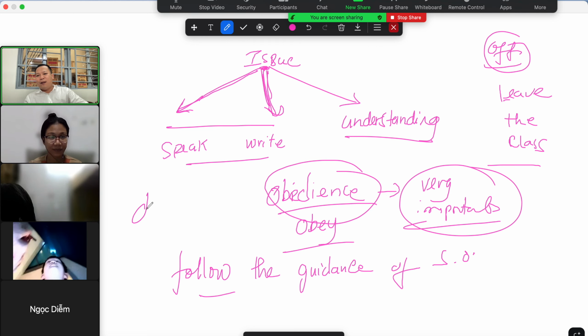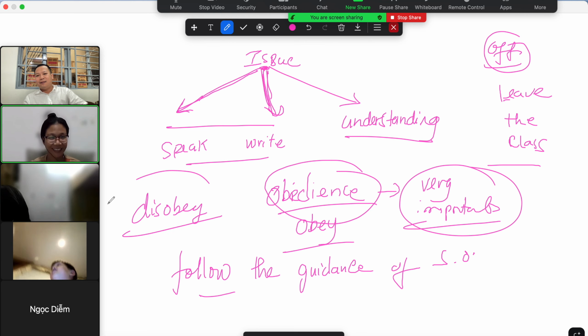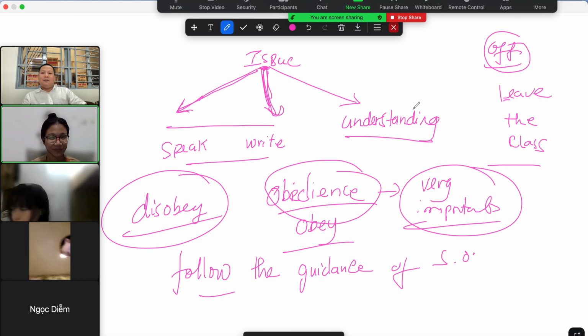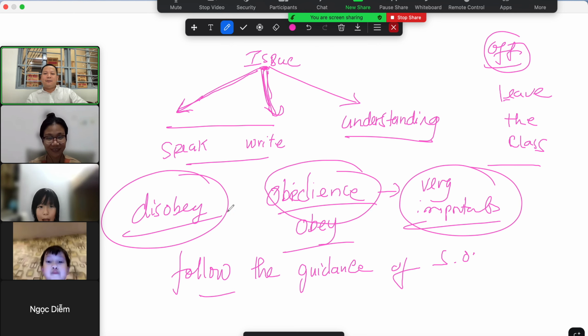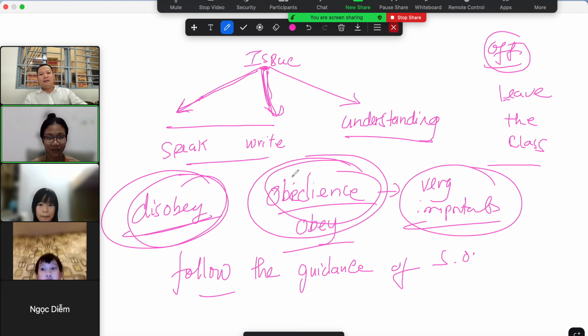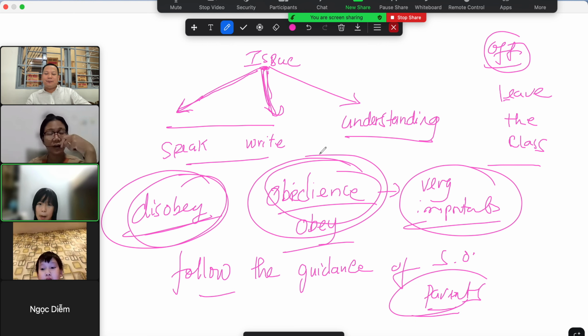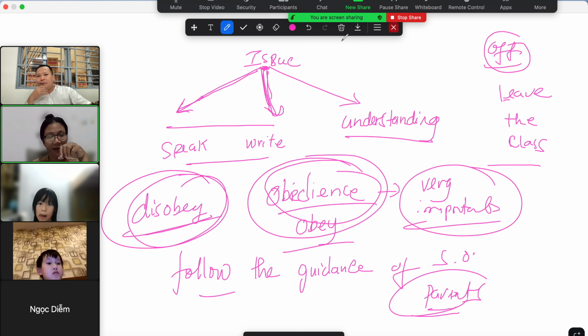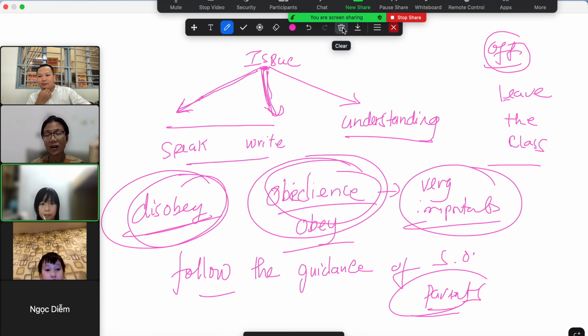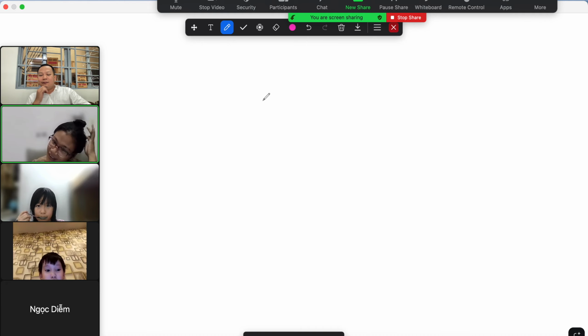But he disobeyed, you know? Do you know nowadays why kids have that problem? Why they disobey or don't follow the guidance of their parents, not only teachers? Because now they have more freedom, and we focus more on their emotions, I think.